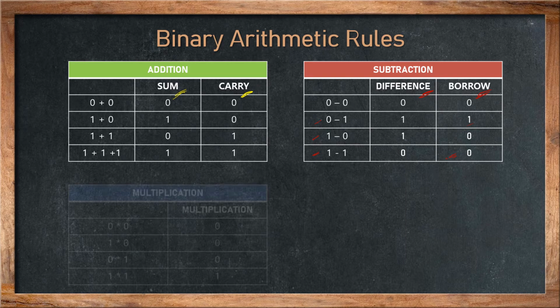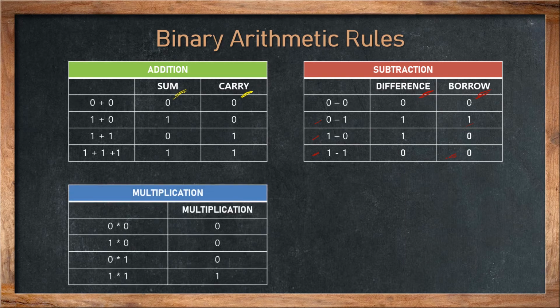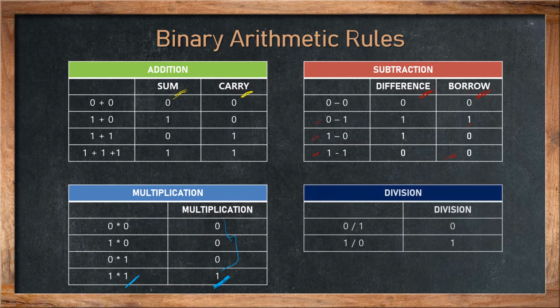The next operation is multiplication, for binary, where only 1 multiplied by 1 gives the output 1, and the rest all remain 0, right? So this is about multiplication. And last we have division. In division, if we divide 0 by 1 we get 0, and if it's 1 by 0 it's 1.